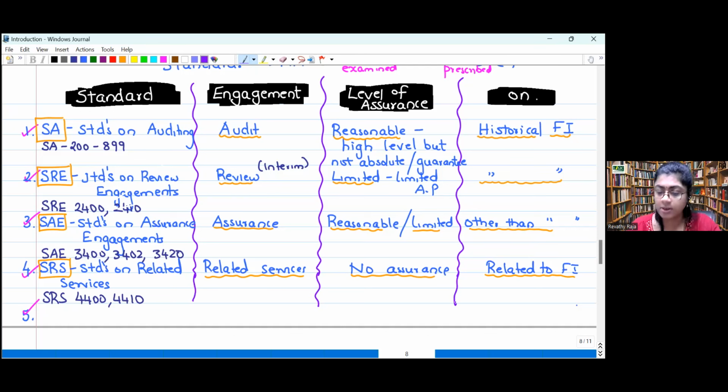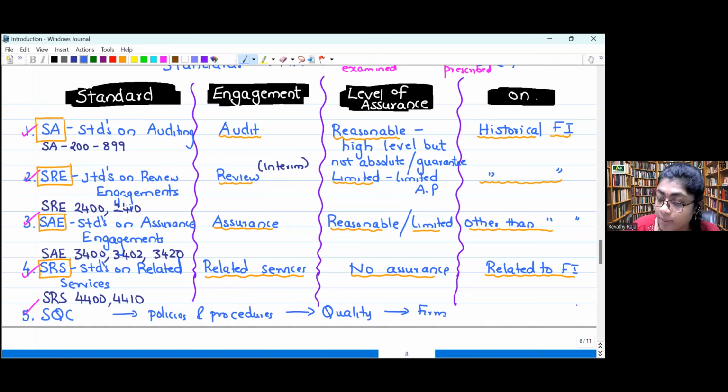Are we clear till here? If so, five, the last one. Whatever work you do, whether it is audit, review or assurance, our CA firm should maintain quality. For maintaining quality, you have a standard called SQC. Is SQC for an engagement or for the entire firm? SQC is the policies and procedures for maintaining quality, not for an engagement, but at the firm level.